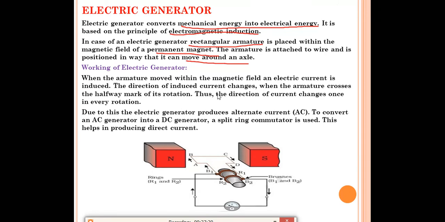Whenever the armature moves within the magnetic field, an electric current is induced. The direction of the induced current changes when the armature crosses the halfway mark of its rotation, so the direction of current changes once in every rotation. Due to this, the electric generator produces alternating current. So which type of current does the electric generator produce? Alternating current, AC. To convert an AC generator into a DC generator, a split ring commutator is used. So how can we convert an AC generator into a DC generator? By using a split ring commutator. This helps in producing direct current.